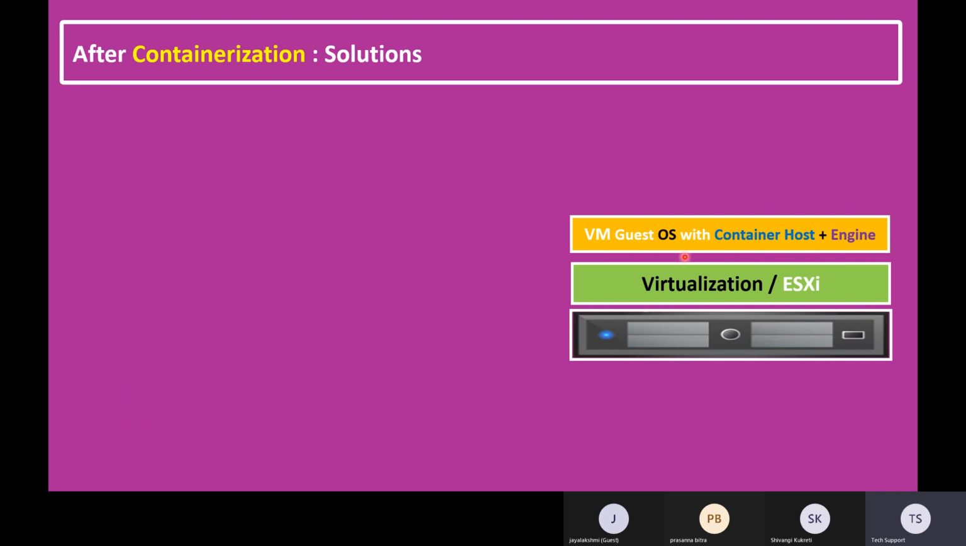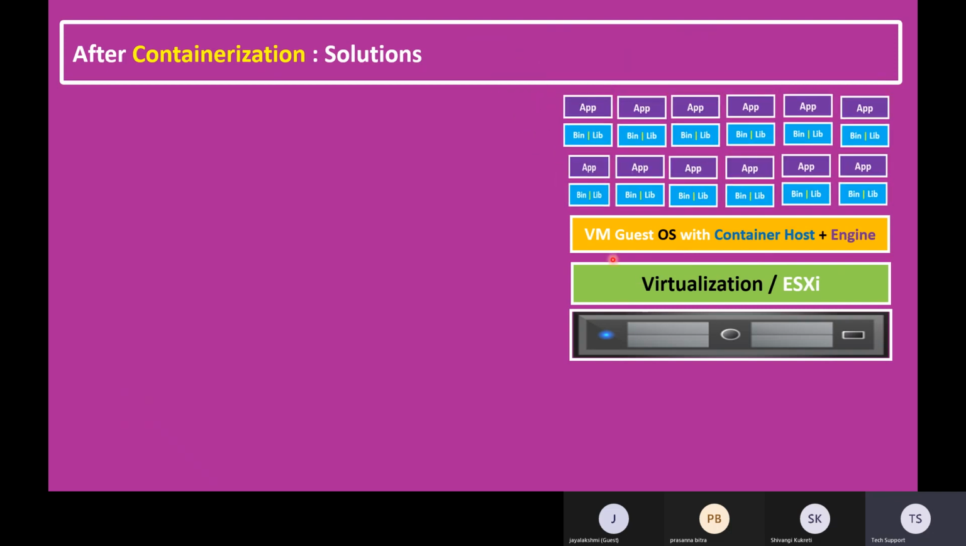On top of the container host and engine, we have to configure multiple applications. Earlier, if you wanted to run multiple applications on one VM, it was not possible. At max, we can run one or two applications. If you want to run more than 10 applications, we need to prepare multiple virtual machines. But if you are using containerization, the benefit is that within our virtual machine guest operating system, we can run multiple container applications.